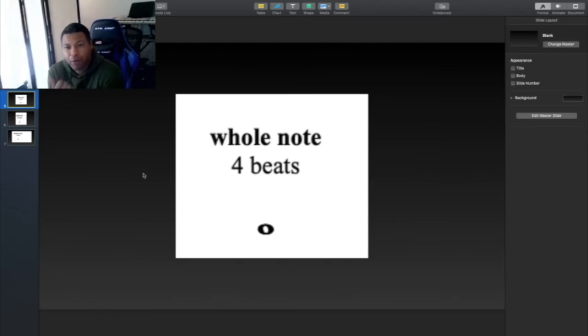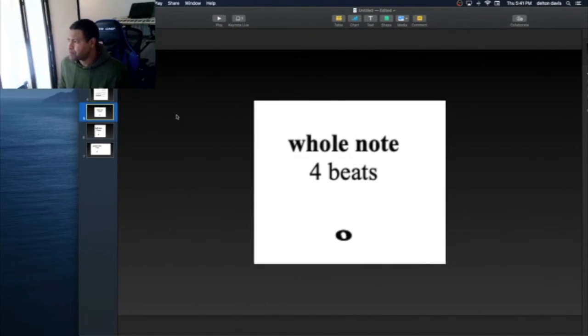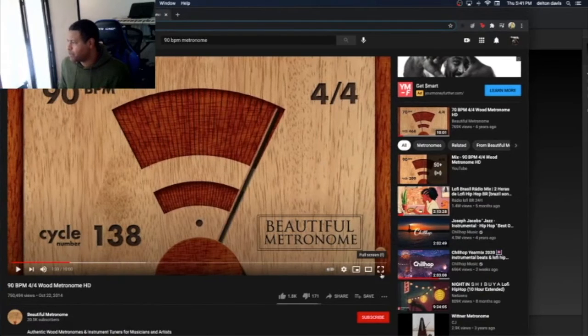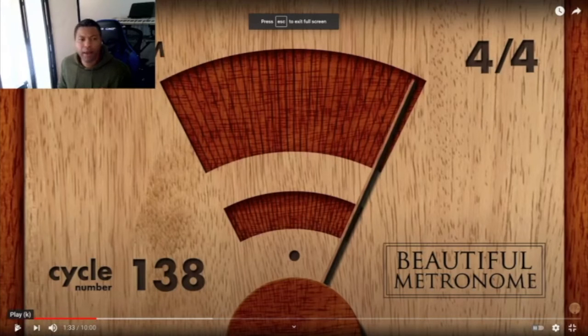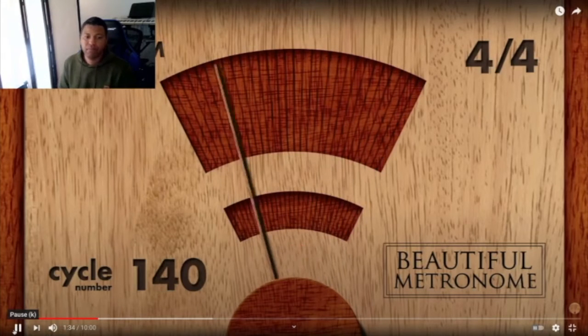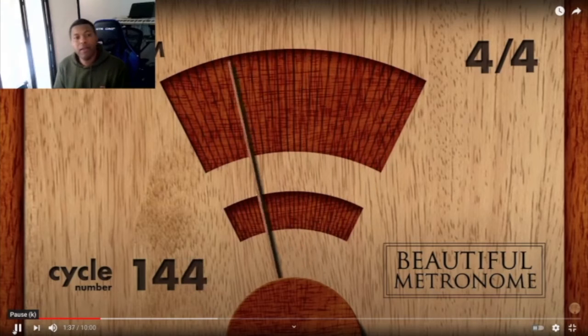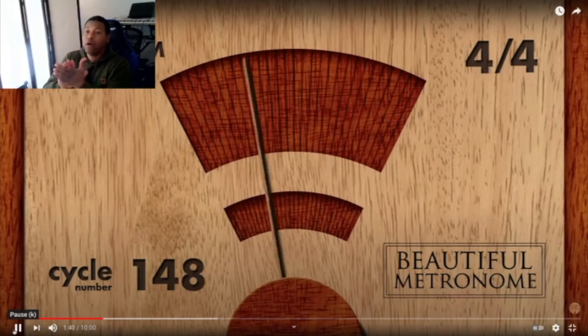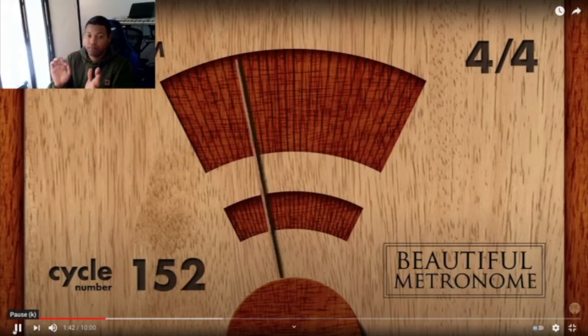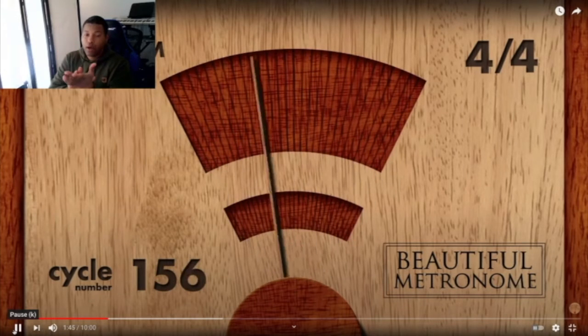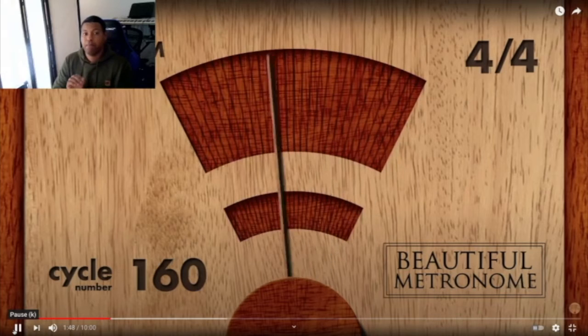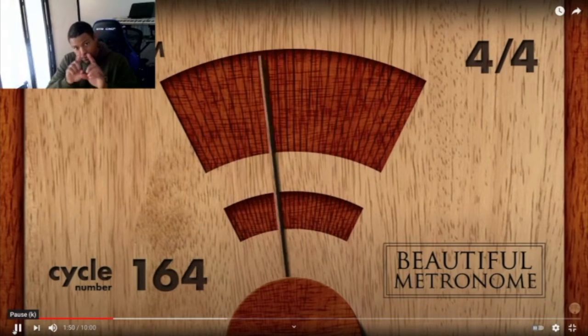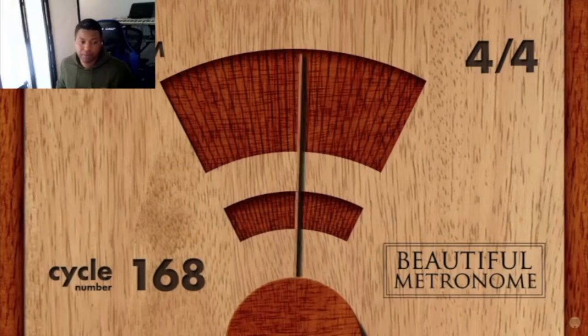I'm going to clap out or hold out an example. I'm going to have my metronome going. It's going to be 90 beats per minute, and I'm going to hold out a whole note, 4 beats of sound. For example, 1, 2, I will hold. 1, 2, 3, 4. 1, 2, 3, 4. Basically, it's 4 counts of sound, 4 beats of sound.